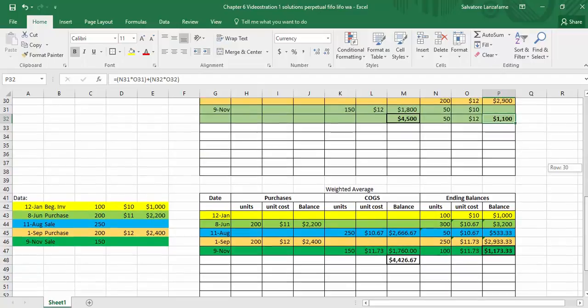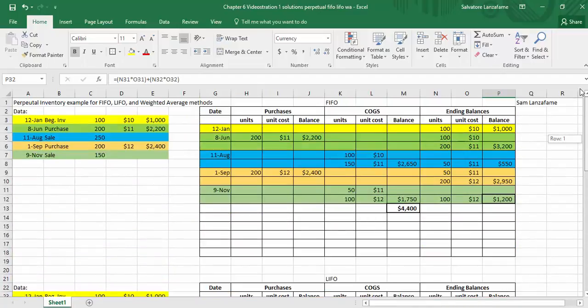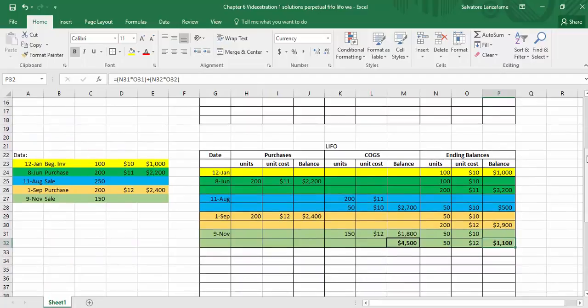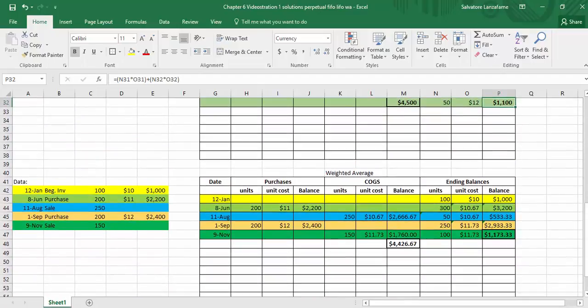And that's how you do perpetual under FIFO, LIFO, and weighted average. In the next demonstration that I do, I will be doing FIFO, LIFO, weighted average in what is called the periodic method.